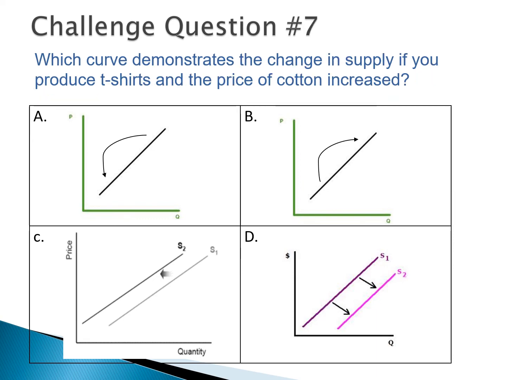Next question. Which curve demonstrates the change in supply if you produce t-shirts and the price of cotton increased? Now this is a bit of a curveball because it does mention price changing, but we want to know what's happening to t-shirts. So we ask, is the price of t-shirts changing? And if you read closely, the answer is no. The price of cotton is going up, which is an ingredient in most t-shirts. So it's not graph A or B because the price of t-shirts is not changing. Well, think, how are cotton and t-shirts related? Cotton is an input cost. It's an ingredient. If cotton goes up in price, it's going to be more expensive to make the product, so you're going to make less of it. So C and D, left is less, right is more. Correct answer is C.